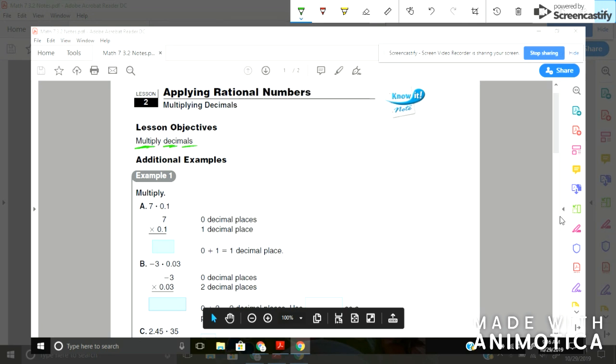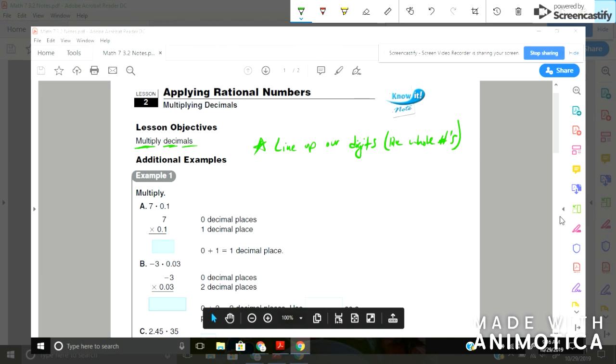Okay, and one of the biggest tricks that's different from last section, when we were adding decimals, we lined up our decimal place. Here we line up our digits, so kind of like whole numbers. You don't worry about the decimal when you're multiplying decimals till the end.